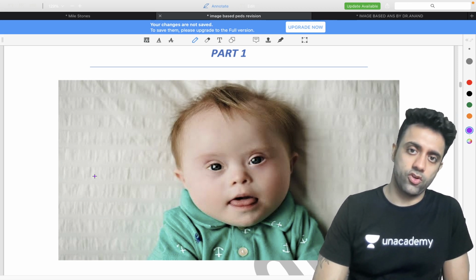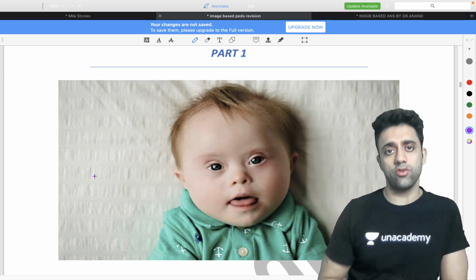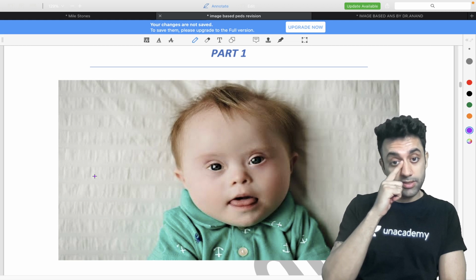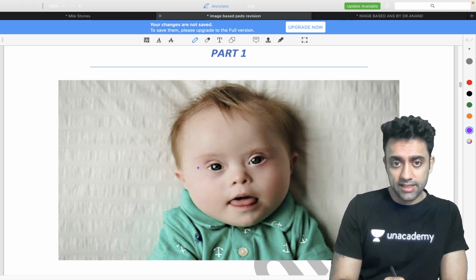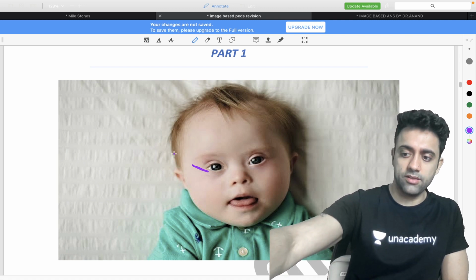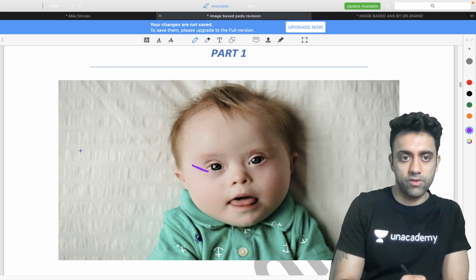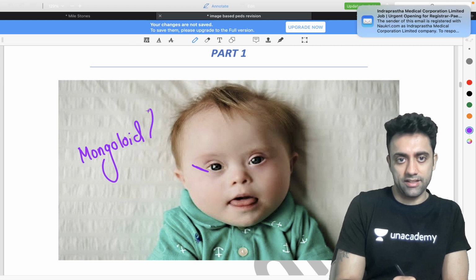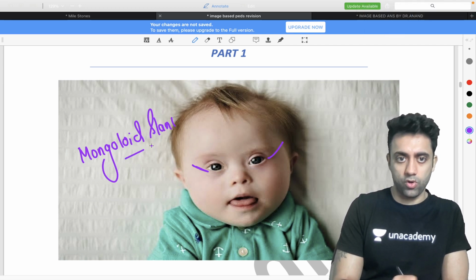So what is this syndrome? Again, I'll not tell you the options. Anyone can tell this syndrome. Even a 7th class child can tell this syndrome. Anyone? Any random guesses? Can we see the eyes slanting a little upward like that? Yes, point number one is mongoloid slant. That is the first point.